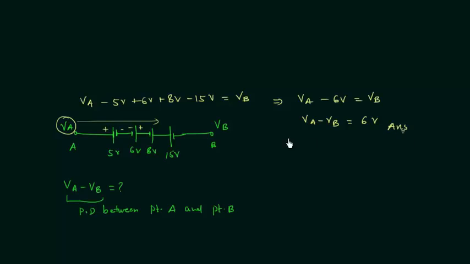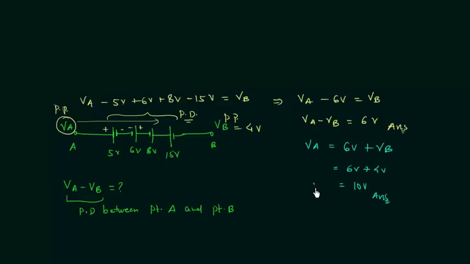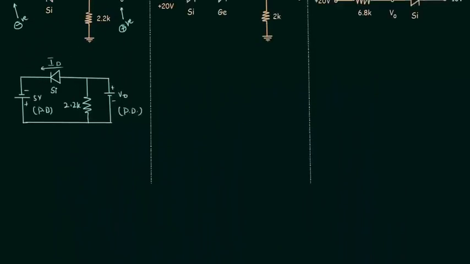This is the answer. Sometimes in the problem you need to calculate potential at a point. VA is the potential at a point, VB is the potential at a point, and all these 4 voltages are potential differences. And sometimes we need to calculate potential at a point. For example, if VB is equal to 4 volts and we have to calculate VA for this situation, then let's see what we can do. We can easily calculate VA. VA is equal to 6 volt plus VB. VB is 4 volts, so VA is equal to 10 volts. This is the answer.